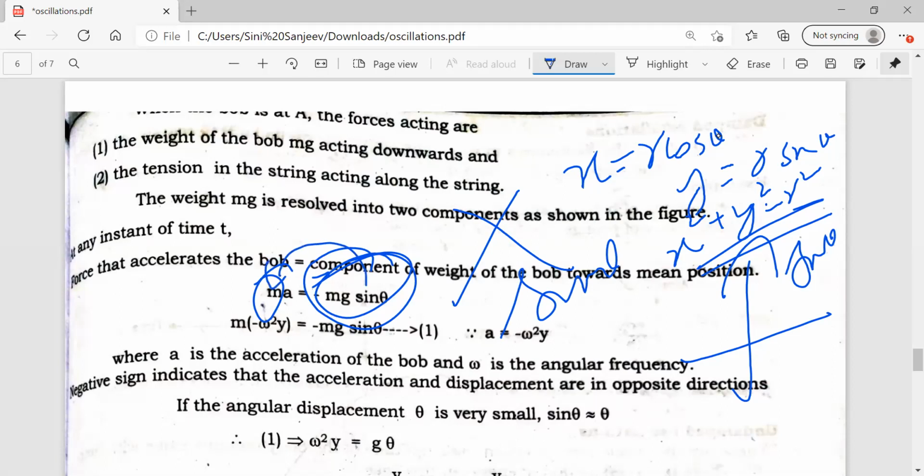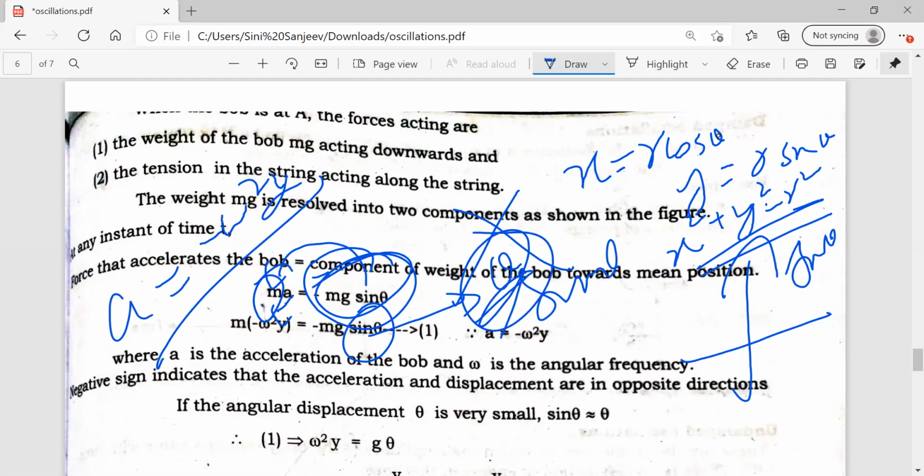Law of conservation of energy. That's it. You got the point. Coming to this, acceleration value we already know, a is equal to what? Minus omega square y. Just substitute that. Yes, correct. And now what we are doing is taking sin theta and just putting it as theta.